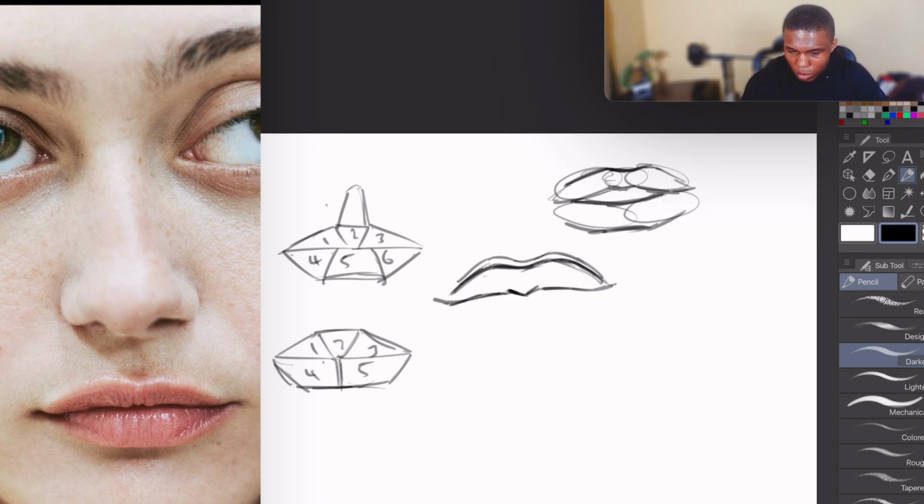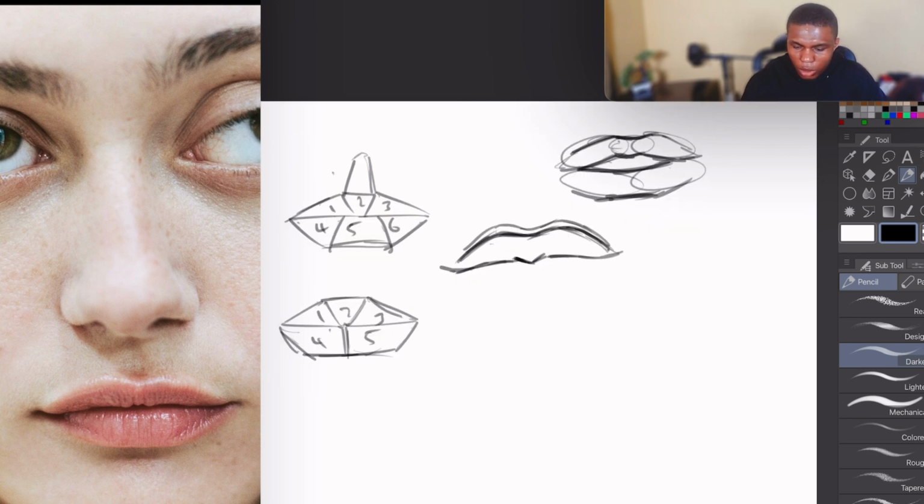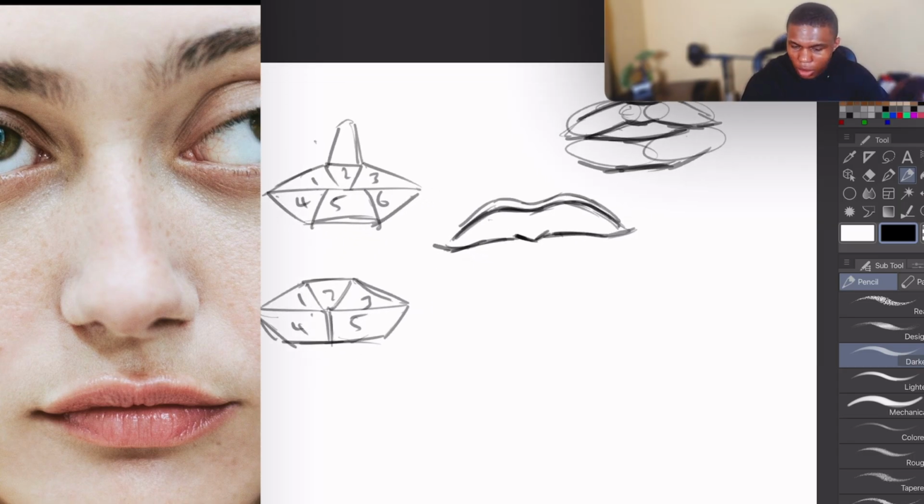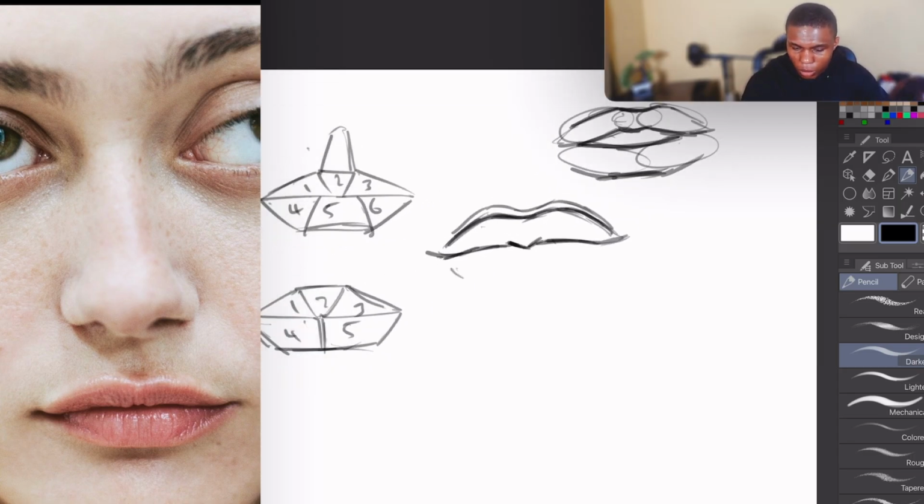So this is one trick that can help you when you're drawing your mouth. But anyways, we have this center line over here. And then we have our lower lip.